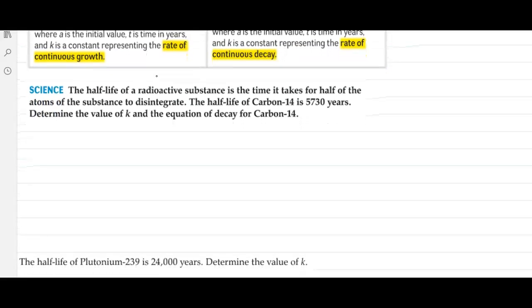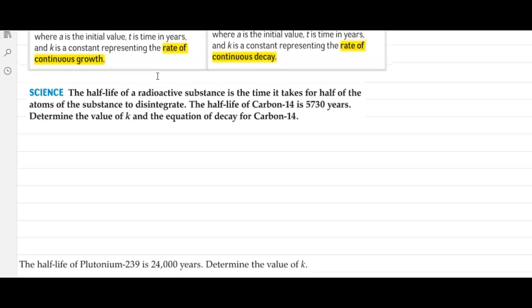And a lot of these formulas make a little bit more sense when we actually apply them to a real-world problem. The half-life of a radioactive substance is the time it takes for half of the atoms of the substance to disintegrate. The half-life of carbon-14 is 5730 years. Determine the value of K in the equation of decay for carbon-14.